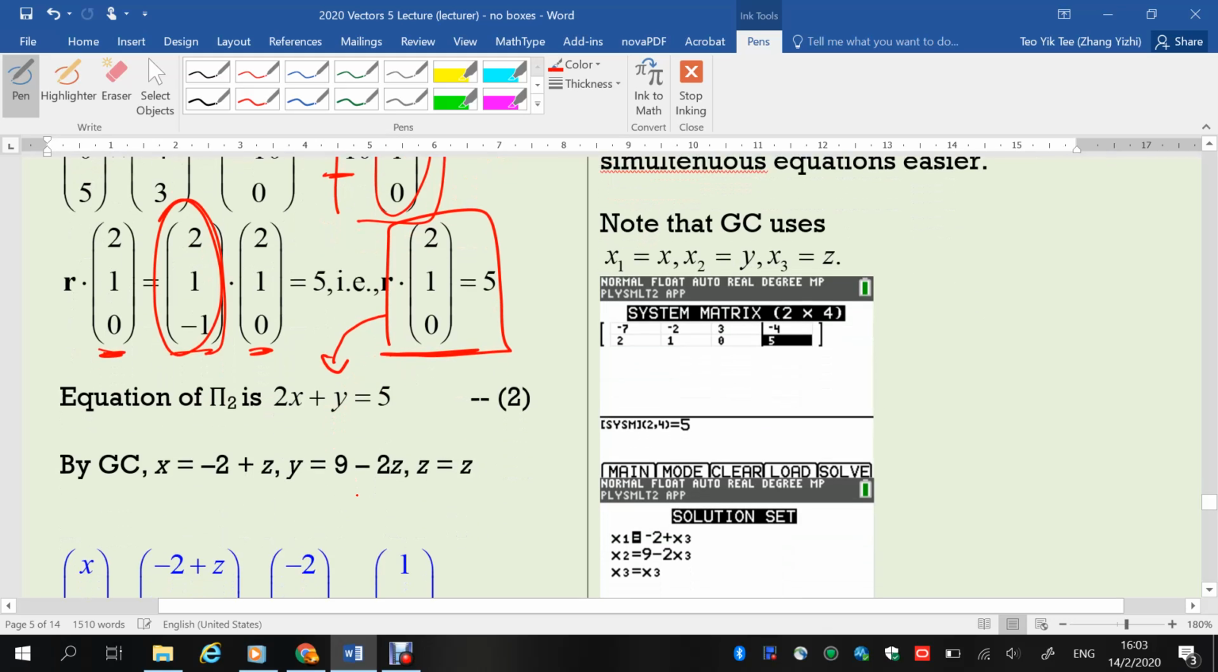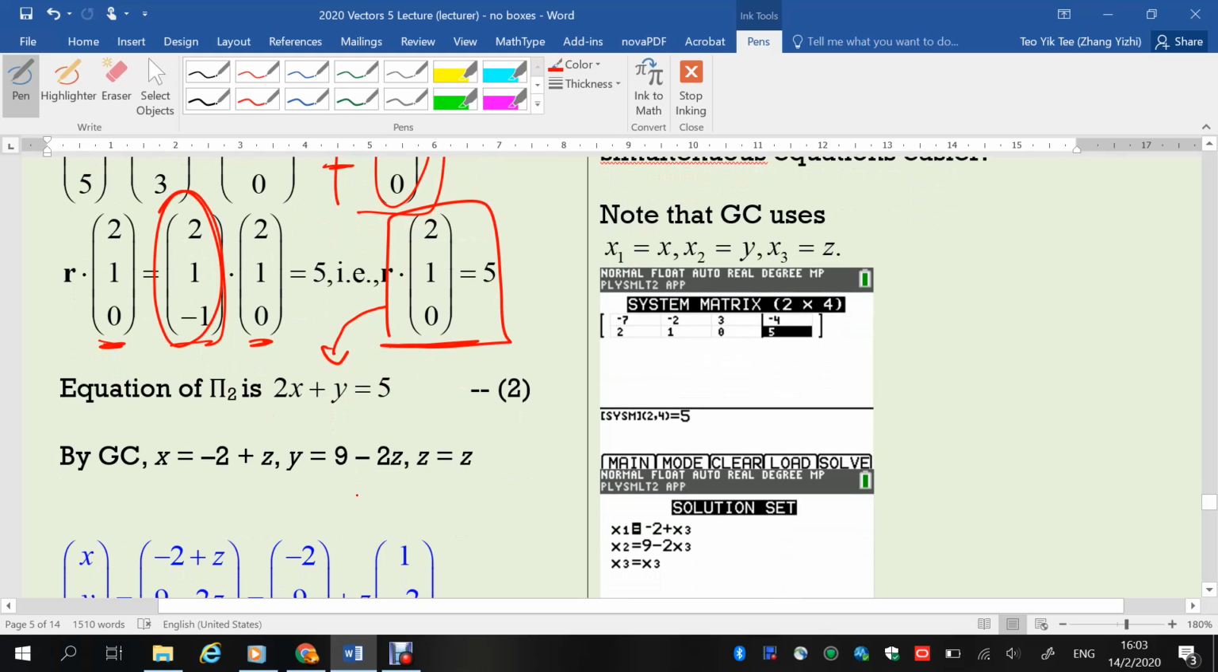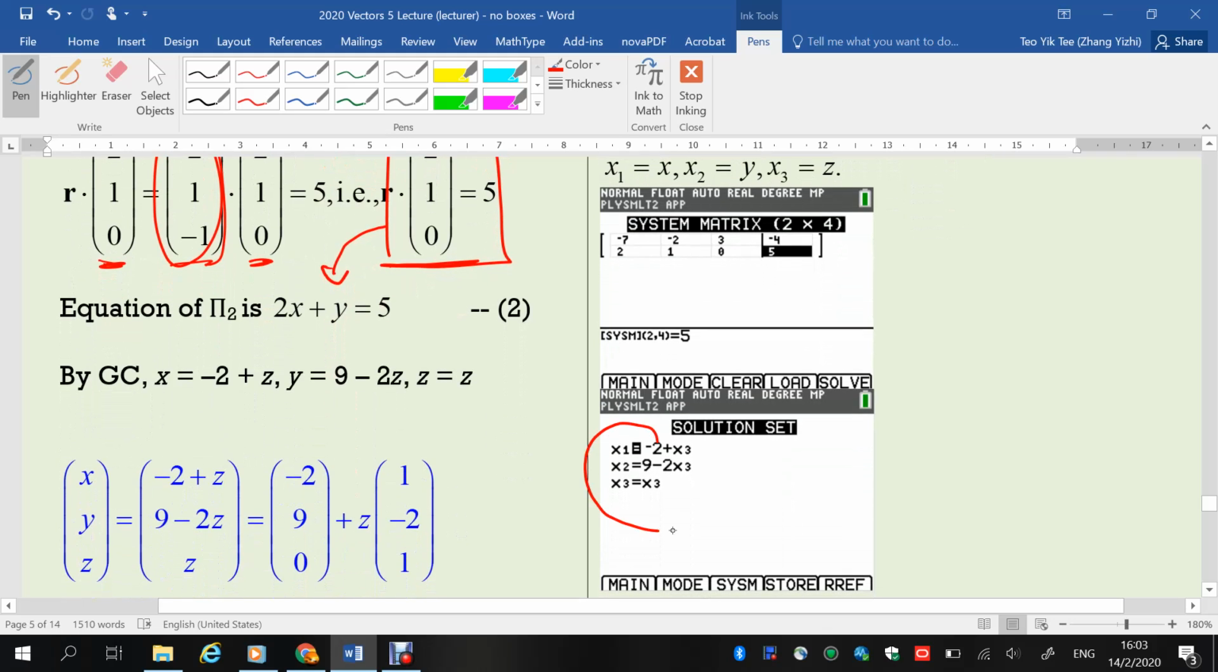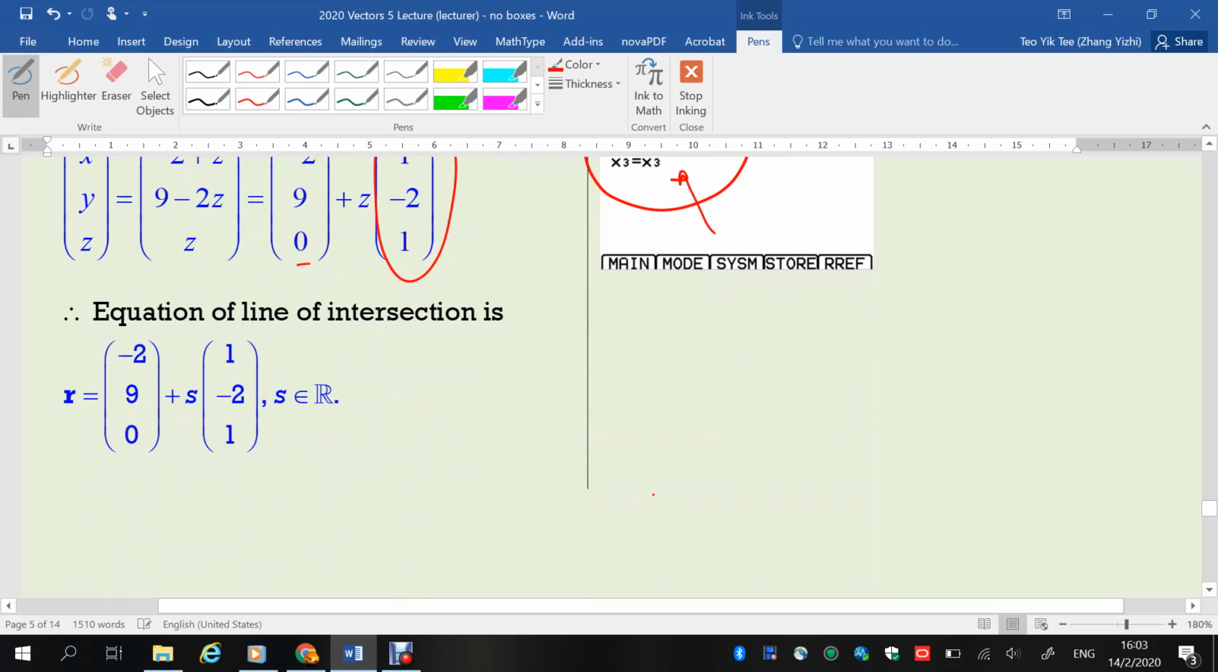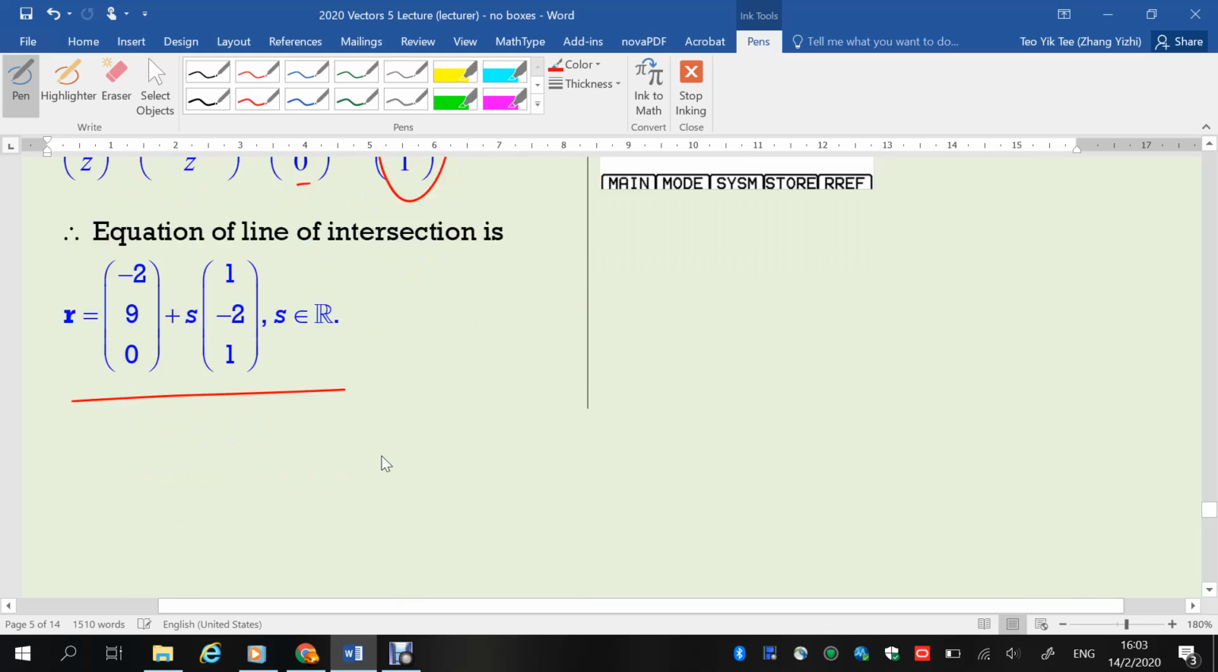Then the next step is the same as your previous example. Put into your GC, and then you're going to see these results coming up. Remember, x1 is x, x2 is y, x3 is z, and then write it down in the form of (-2, 9, 0) plus z (1, -2, 1), and this is your line of intersection of the two planes.